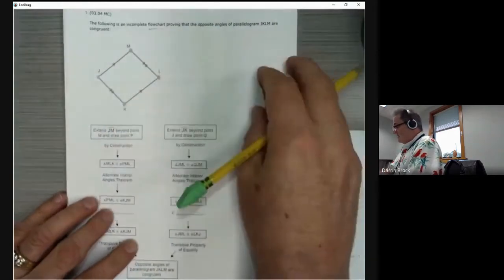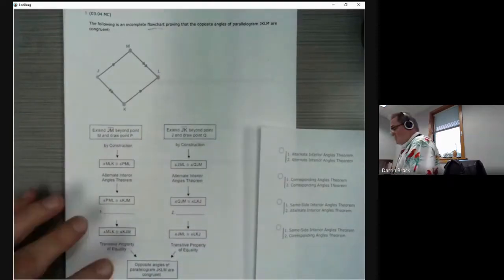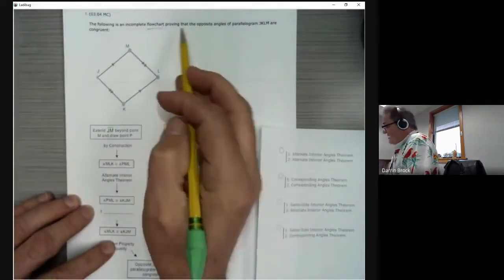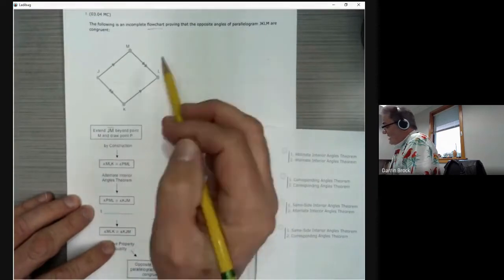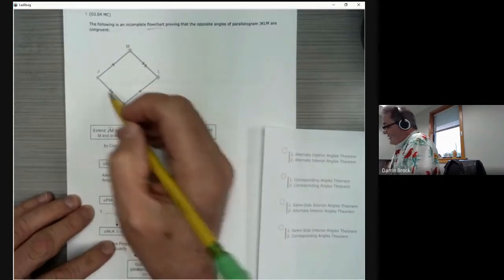All right, it says the following is an incomplete flow chart. They like the flow charts. They're just different ways of doing proofs. There's just a bunch of different ways. Proving that the opposite sides of a parallelogram, JKLM, are congruent. So proving that they are the same length.